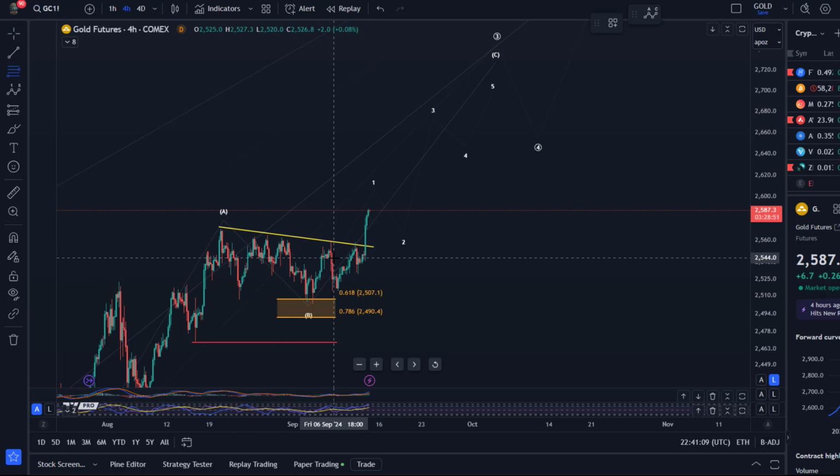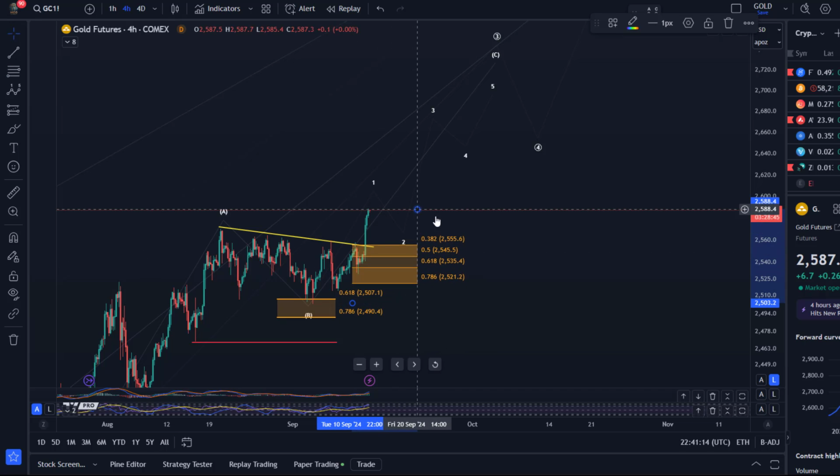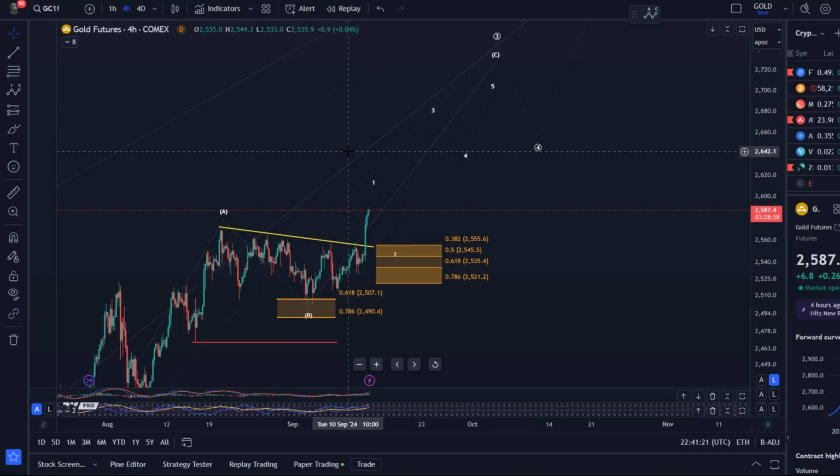And I'm going to add a support region now already for this micro wave 2, which however might shift a little bit depending on how high we go. So if the price pushes much higher, or any higher really, I would have to readjust this micro support area for the internal wave 2. And support is now between 2,555 and 2,521. That means if the pullback in wave 2, which would be an ABC structure, is starting right now, then support should be found in that orange micro support region.